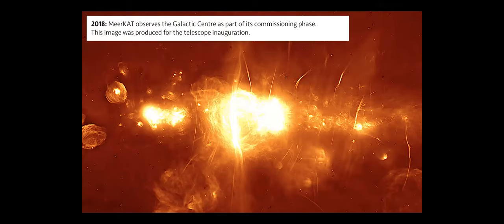So in 2018, MeerKAT observed the center of the galaxy as part of its commissioning phase, resulting in this rather spectacular image that was produced for the telescope's inauguration. So highly saturated in the middle here, you see the center of our own galaxy. You can see these mysterious threads, these filaments, supernova shells, many, many things here.